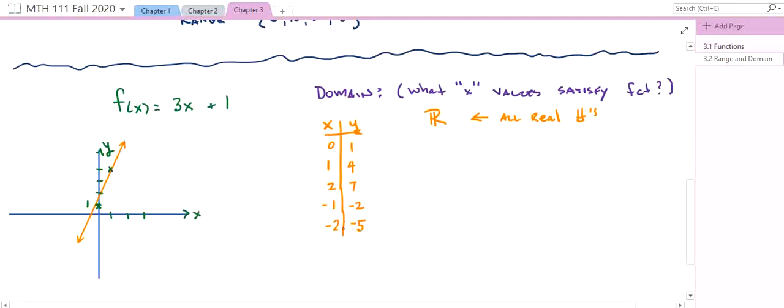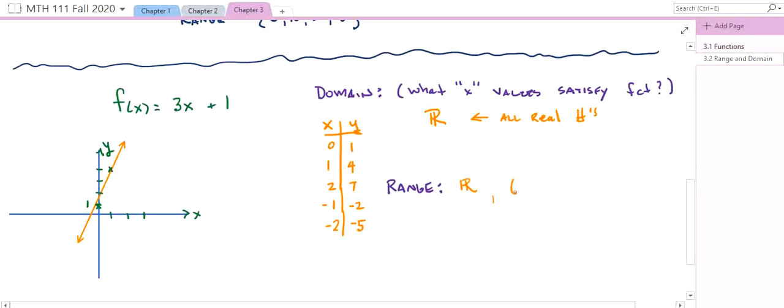Okay, how about our range? Well, I can see that when I put in some x value, I get some y value, and I can go from minus infinity to infinity putting in x values, and I'll go from minus infinity to infinity with y values. So the range is also all real numbers.